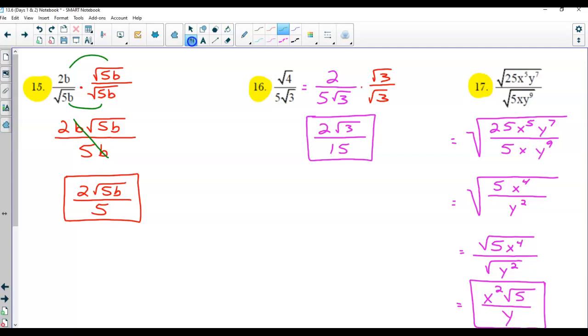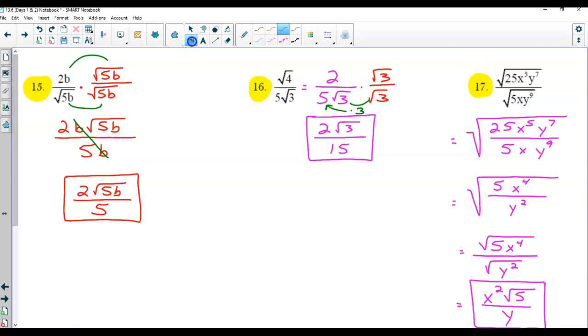All right? And when I look at number 16, I know the square root of 4 is 2. That equals 5 square root of 3. Well, I got to get that square root of 3 out of the bottom. So I multiply by the same thing, the square root of 3 over the square root of 3. Well, 2 times the square root of 3 is 2 root 3, times 5 square root of 3 times the square root of 3. Well, what I'm picturing is I know when I multiply these two, I get 3. That's times that 5. That's where the 15 comes from. The 2 and the 15 do not reduce, so it is 2 square root of 3 over 15.